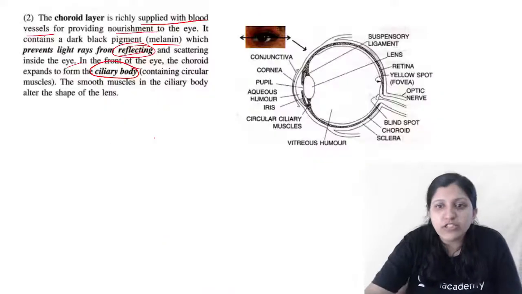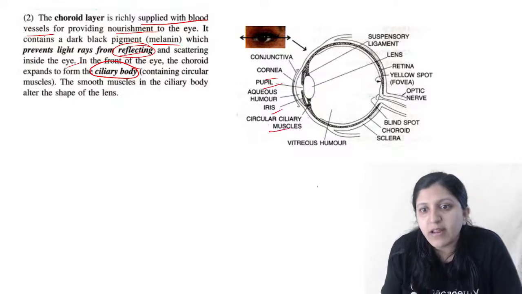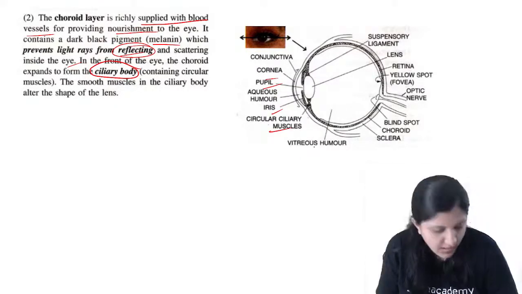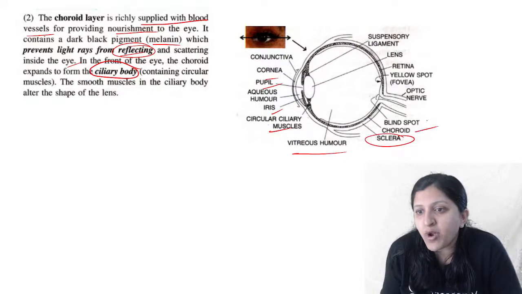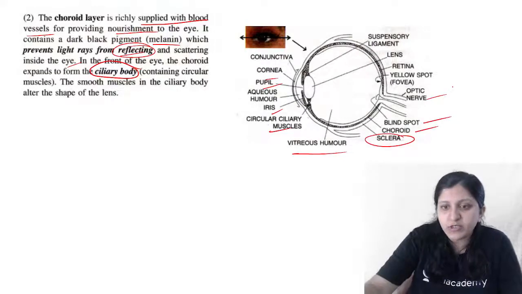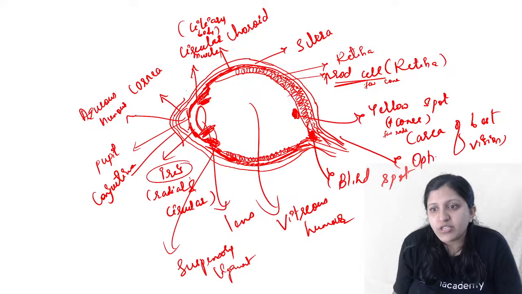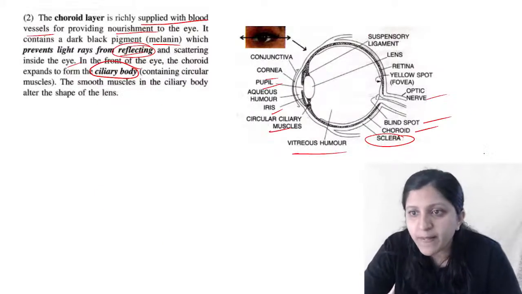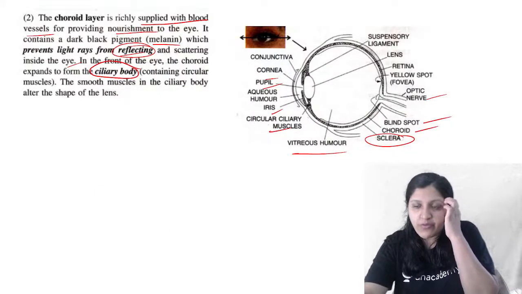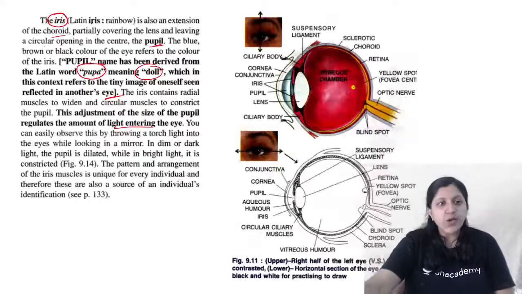You need to mention the conjunctiva, cornea, pupil, aqueous humor, iris, circular ciliary muscles, the vitreous humor, then sclera, choroid, blind spot, optic nerve. Here maybe I did not mention the optic nerve, so this one is actually the optic nerve. This whole thing you need to draw. Then the yellow spot, fovea centralis or macula lutea. Everything you need to mention. Any doubts you have here?